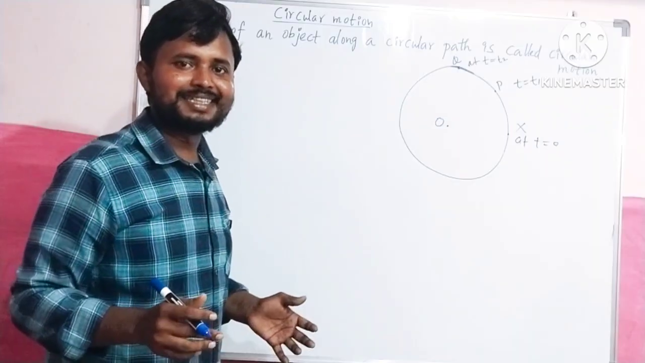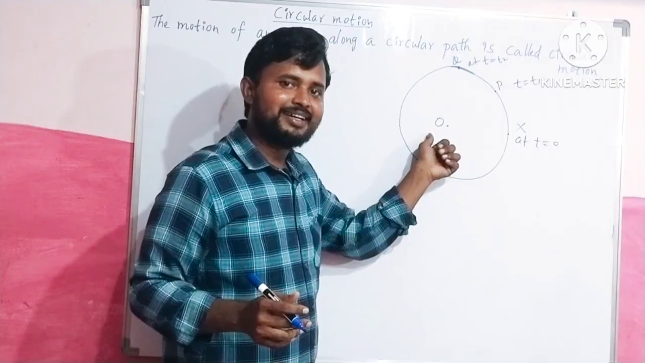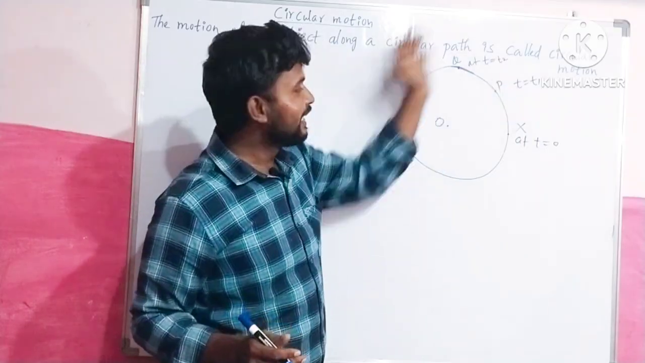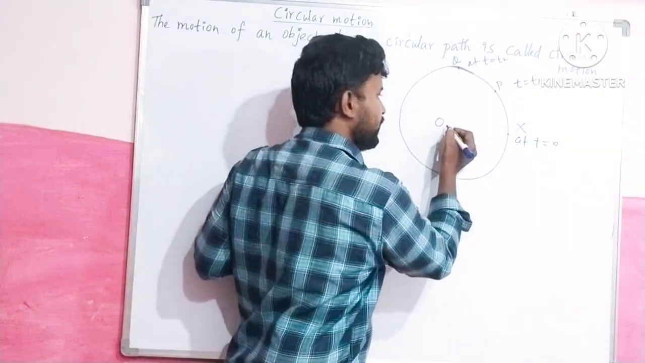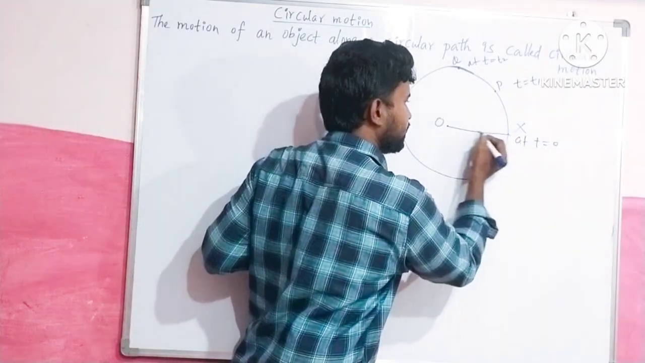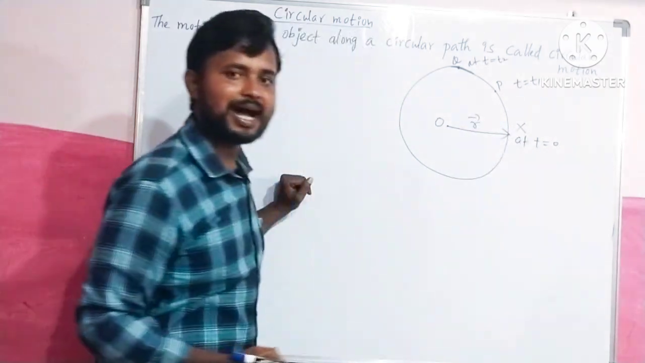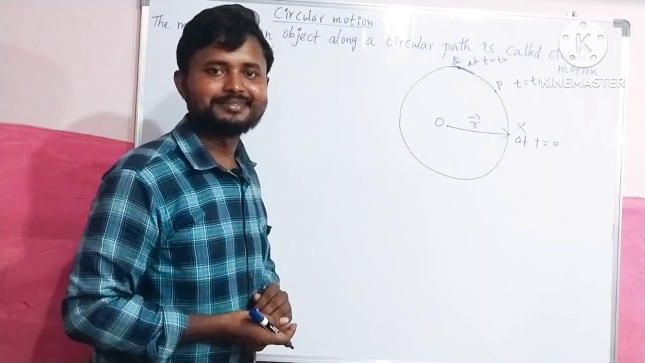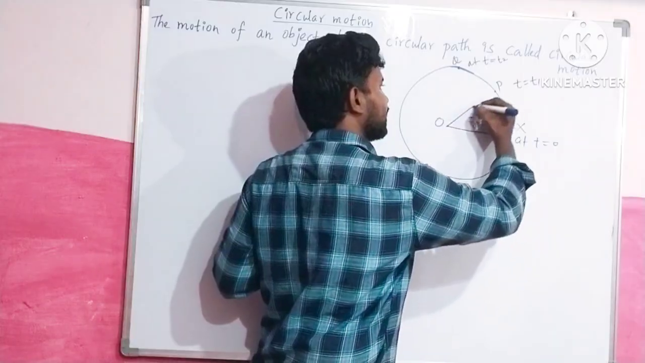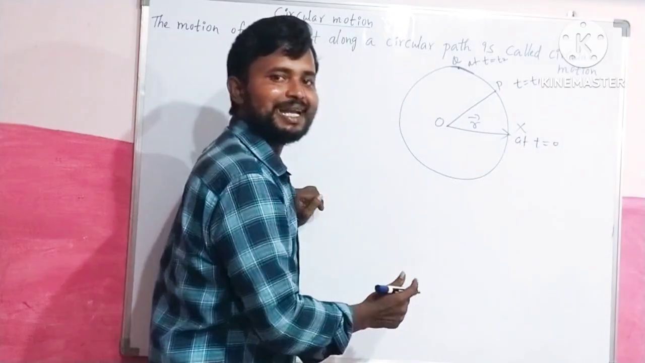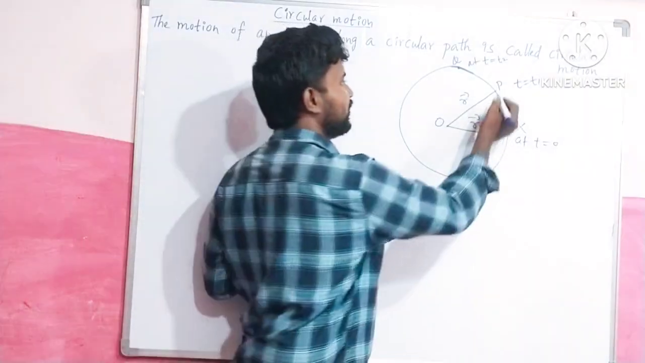The line joining the center of the circular path to the position of the particle at any instant of time gives the radius vector, r. Next, when you join the center to the point P, this also gives a radius vector.